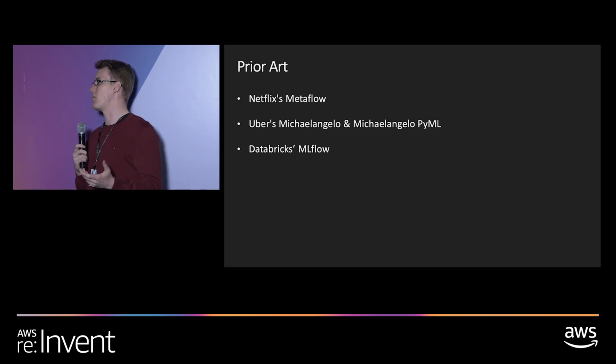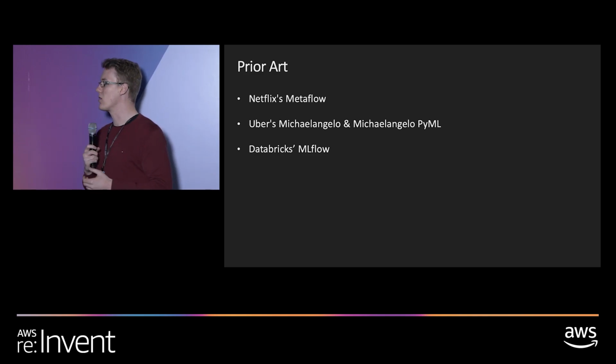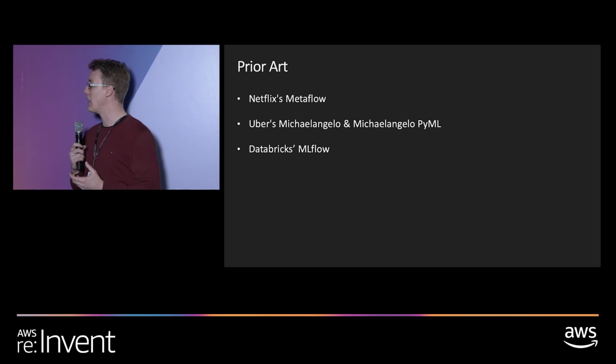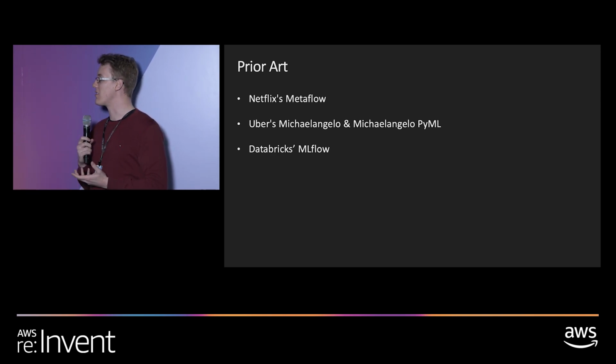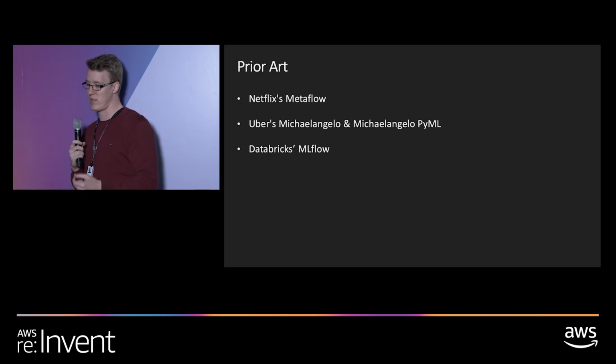So Netflix has a product called Metaflow. Uber has a very famous product called Michelangelo. There's also another extension of that called Michelangelo PyML. And finally, Databricks has a product called MLflow. So there's a lot of good content out there. We read through a lot of the talks and the blog posts that these companies have produced, and we drew a lot of inspiration when we were thinking about and designing this system.